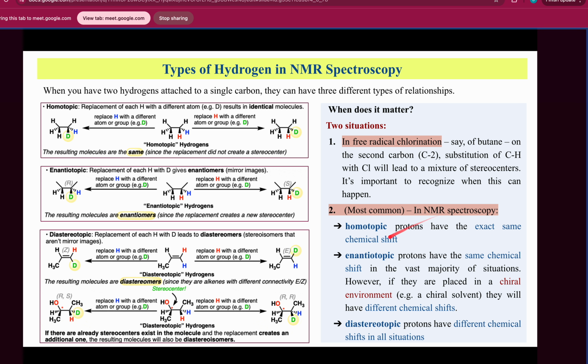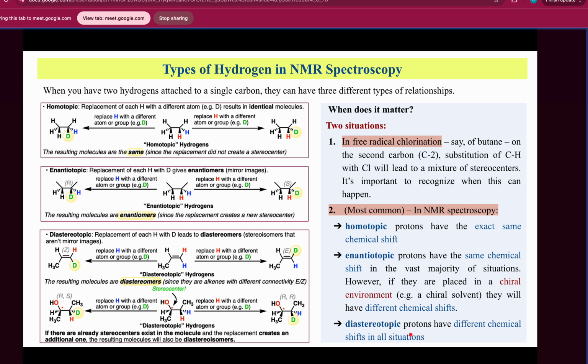The second thing, which is more common, is the homotopic protons. They have the exact same chemical shifts, whereas enantiotopic protons also have the same chemical shift in the vast majority of situations, and they can bring about a change in the chemical shift only when they are placed in a chiral environment. So if the functional groups attached to these two positions are different, then they can bring about a change in the chemical shift. Otherwise, if it is achiral, both of these will become exactly identical. So in such scenarios, there will be no change in the chemical shift brought about by those two hydrogens.